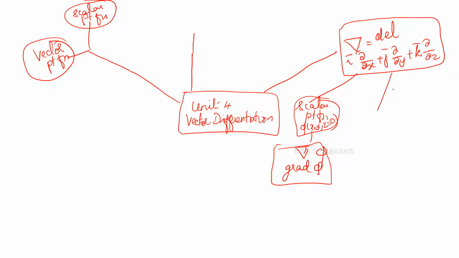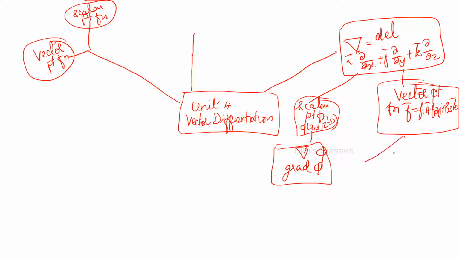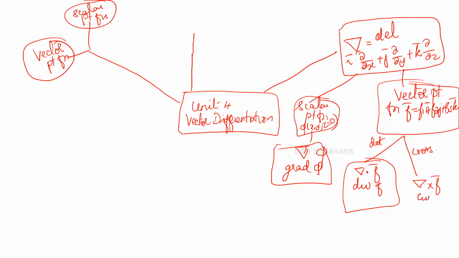Then it can be applied to a vector point function. F bar is f1 i plus f2 j plus f3 k. Okay, it can be applied in two different ways. One is dot product. Dot product is del dot f, that is divergence of f. Let us see everything in detail. Then del cross f, that is cross product. This is dot product, this is cross product. This is called curl f.